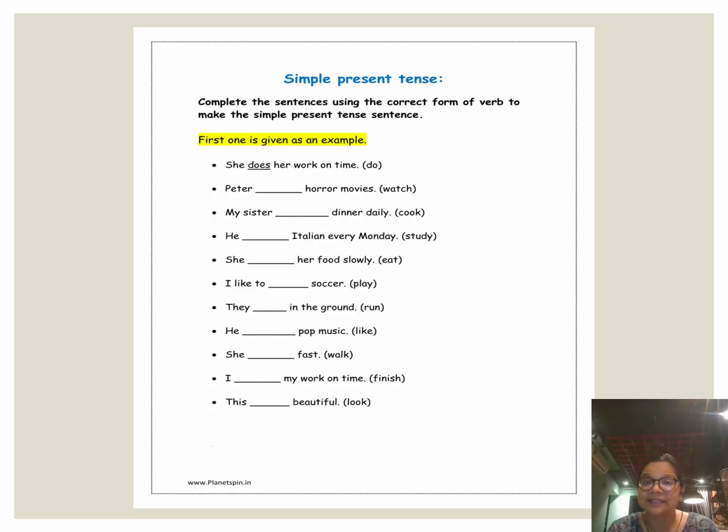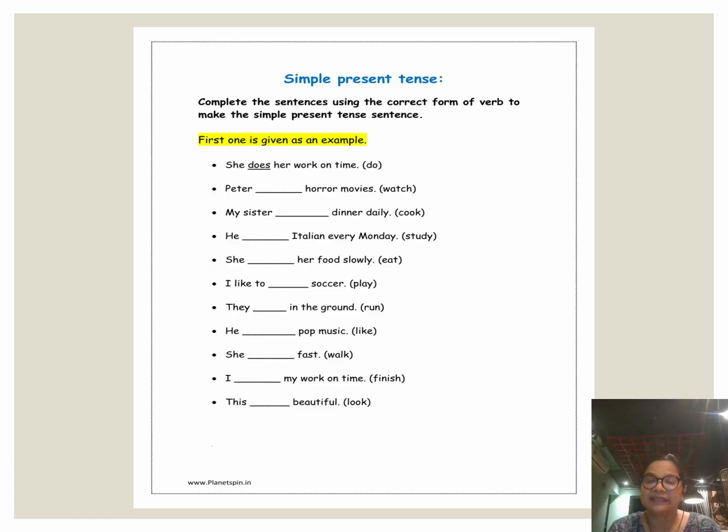Peter watches horror movies. My sister cooks dinner daily. He studies Italian every Monday. She eats her food slowly. I like to play soccer.